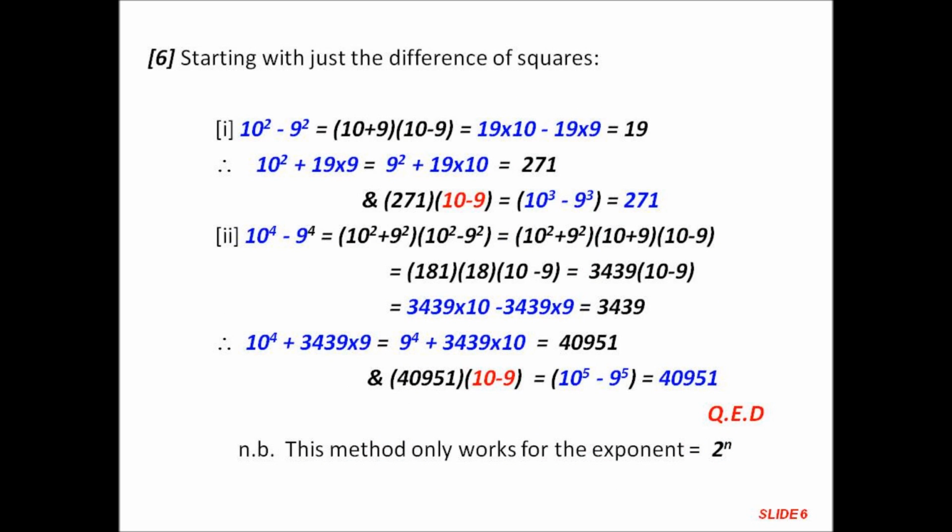Starting with just the difference of squares in 1, I end up with the same numeric sequence as the previous slide, from which I obtained the difference of the cubes. In 2, I have taken the difference of the quartics and applied the difference of squares twice, which after numeric consolidation and rearrangement as per the squares allows the difference of the quintics to be specified. Note that this method only works for the exponent equal to 2 to the power n.